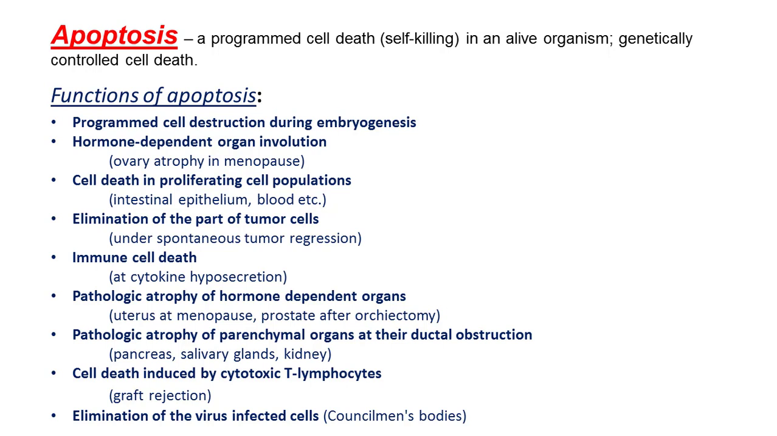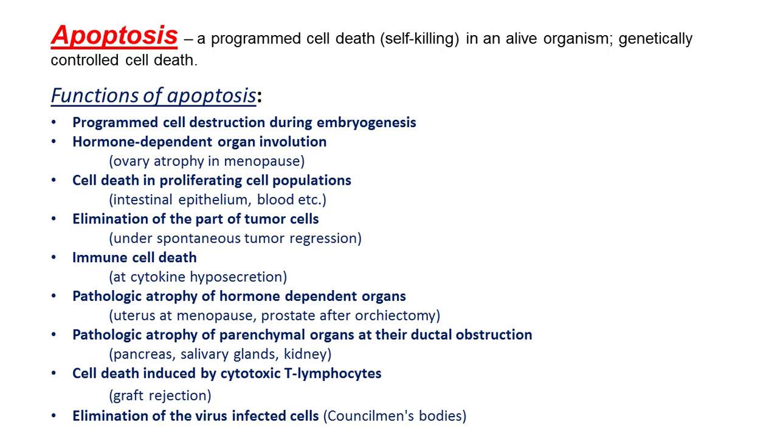In contrast to necrosis, the apoptosis is a genetically controlled cell death. The apoptosis, as it was said before, occurs in normal functions and under pathological processes in the organism. The functions of apoptosis are programmed cell destruction that happens during embryogenesis, hormone-dependent organ involution. Examples could be atrophy of the ovary during menopause, cell death in proliferating cell populations like epithelium of the intestinal lining, blood, and some others. Elimination of part of the tumor cells happens under spontaneous tumor regression. Immune cell death occurs at cytokine hypersecretion.